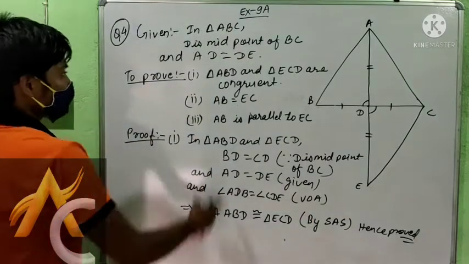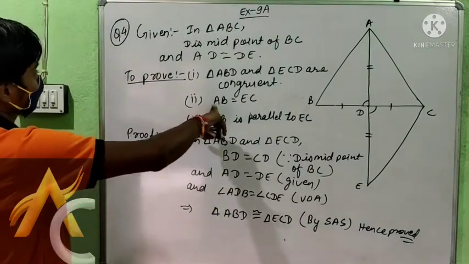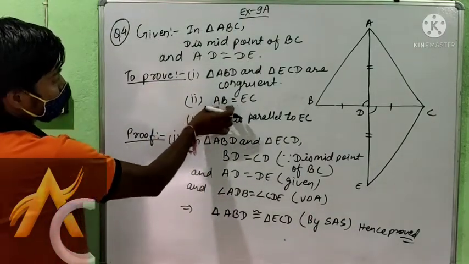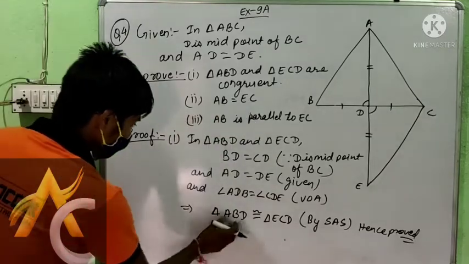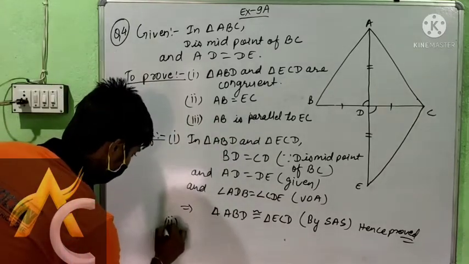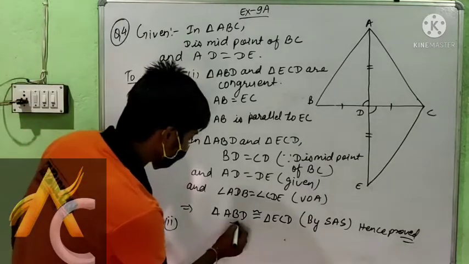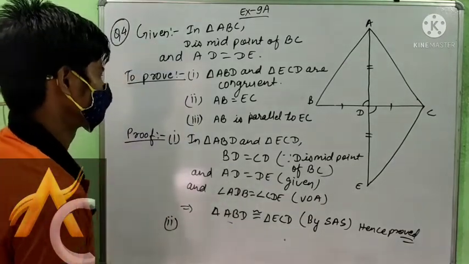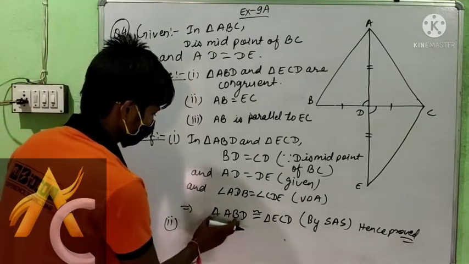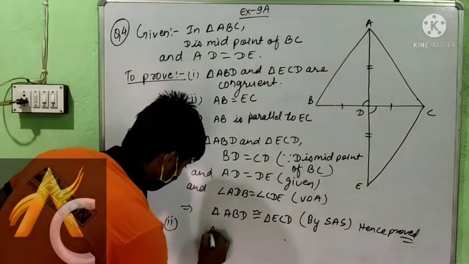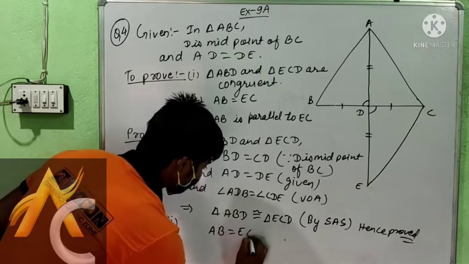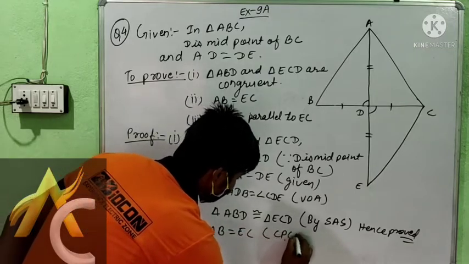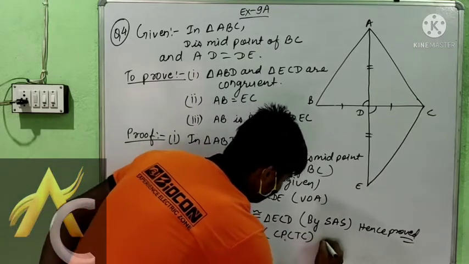Now second we have to prove that AB is equal to EC, and from here we can write AB is equal to EC by CPCT. AB is equal to EC, CPCTC, hence proof.